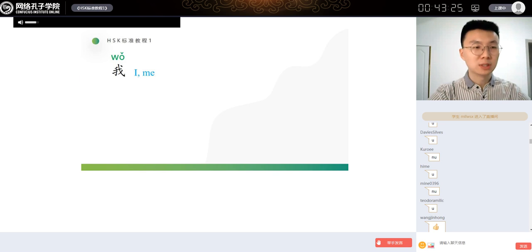Let's look at this word. 我 We have learned how to say 你 You, it's singular. But if it's plural, we should say 你们. So how to say we, us? Yes, it should be 我们.